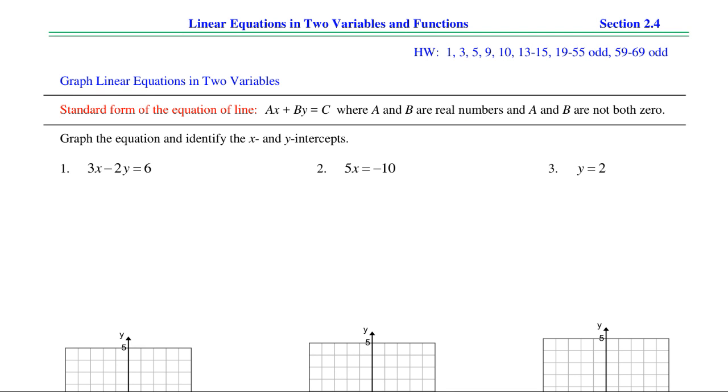In this lesson, section 2.4, we're going to be looking at linear equations in two variables along with the idea of functions. You may recall that we discussed that any line is actually a function except for vertical lines. So keep that in mind as we go here. I want to remind you about the standard form of the equation of a line.